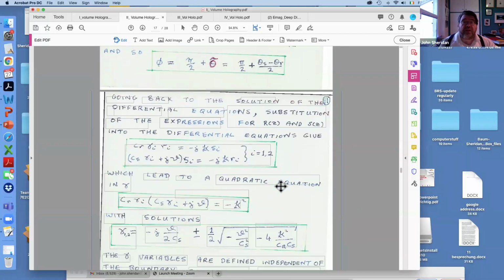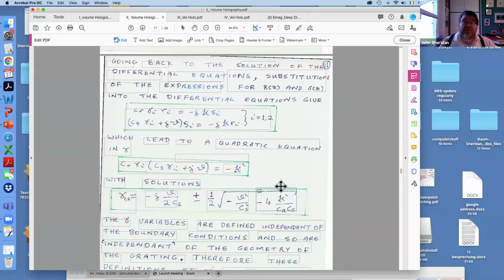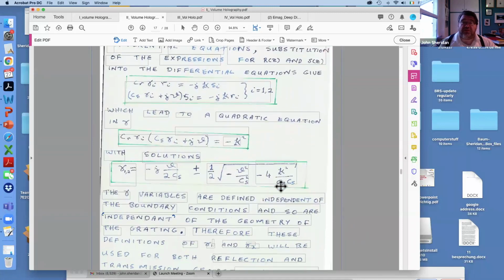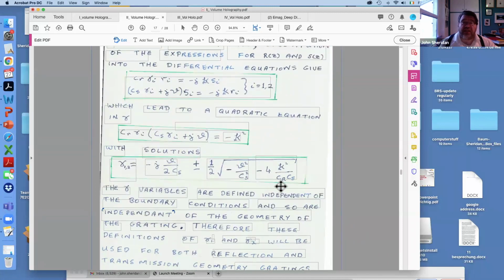Okay. Going back to the solutions of the differential equations, we substitute the expressions for R(z) and S(z) in.